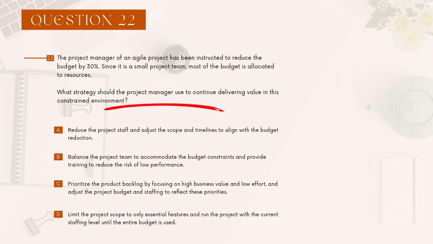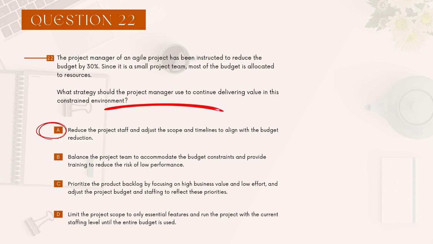So 30% is not important. All we need to do is reduce the project budget. What should we do? And we have a small project team, right? So reduce the project staff and adjust the scope and timelines to align with the budget reduction.